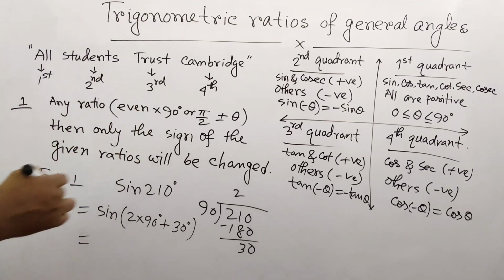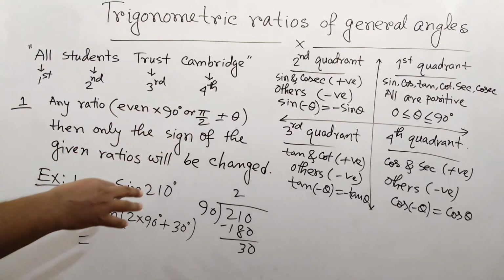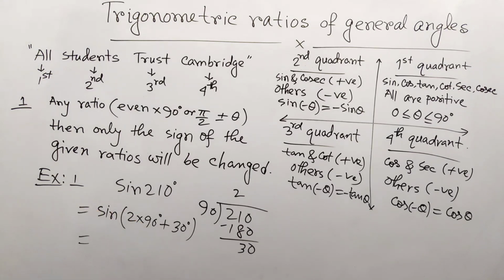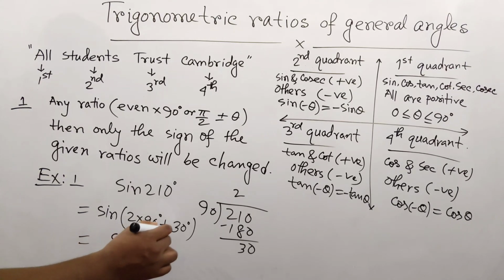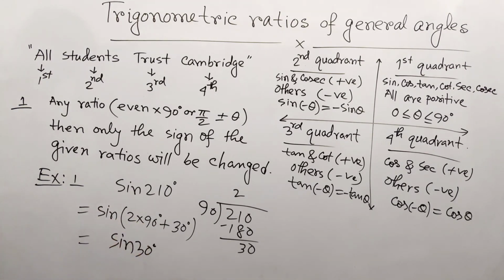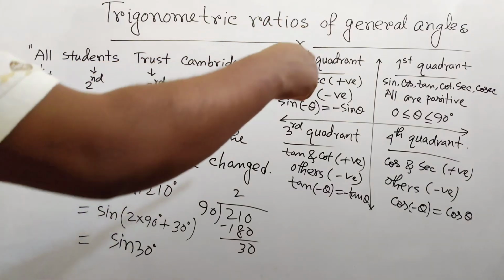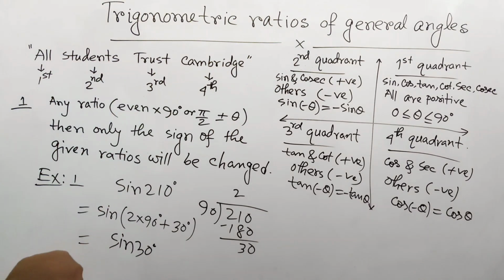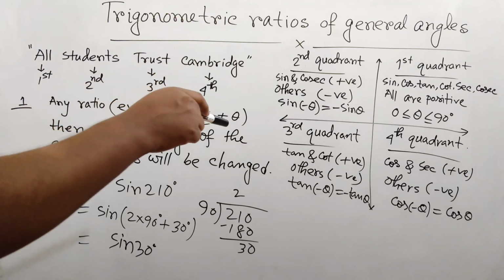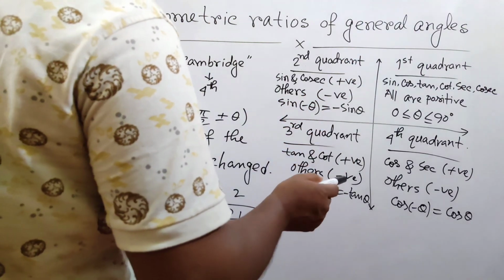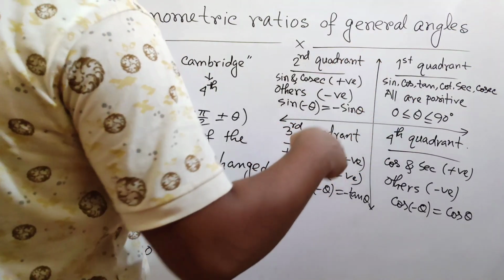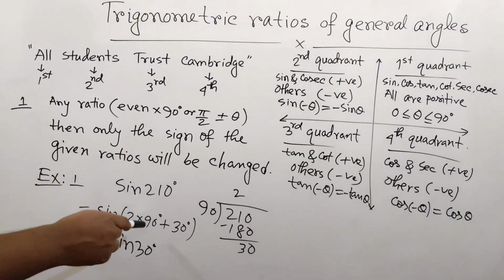According to the rule I told you, only the sign will be changed if it is an even multiple of 90 degrees. Now here, look at 2 multiples of 90: 2 is an even number, so it is an even multiple of 90 degrees. So here the ratio will remain the same, that is sine 30 degrees, but the question is whether it is positive or negative. It depends on the four quadrant rules. We know that positive angles in trigonometry always move anticlockwise.